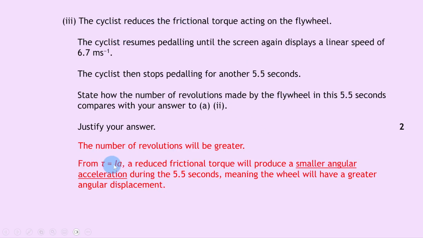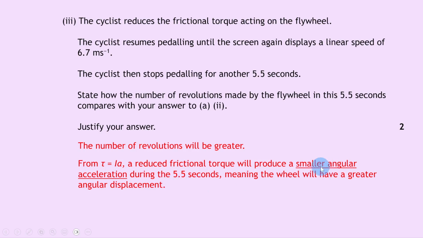And that's because if we rearrange this for alpha we get tau over I, and if moment of inertia doesn't change, it stays the same, then a smaller tau will give us a smaller alpha because they're directly proportional. So we'll have a smaller angular acceleration during the 5.5 seconds, meaning the wheel will have a greater angular displacement.